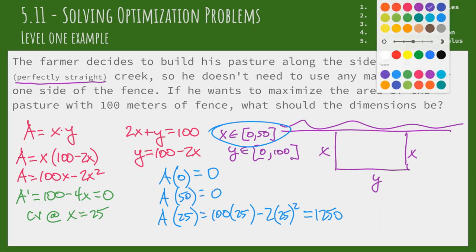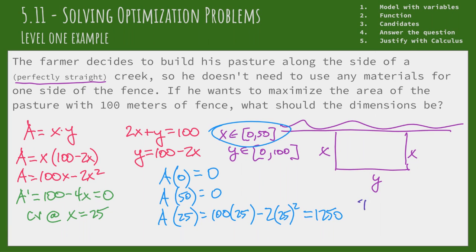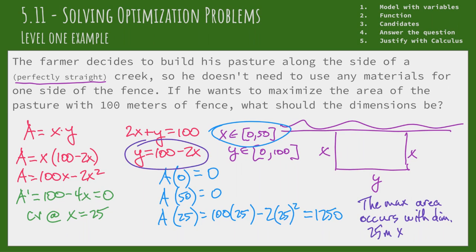So we want to answer the question again. The max area occurs with dimensions 25 meters by, and then if we plug 25 in to this equation right here for x, we can get our y value, and that's going to be 50 meters.